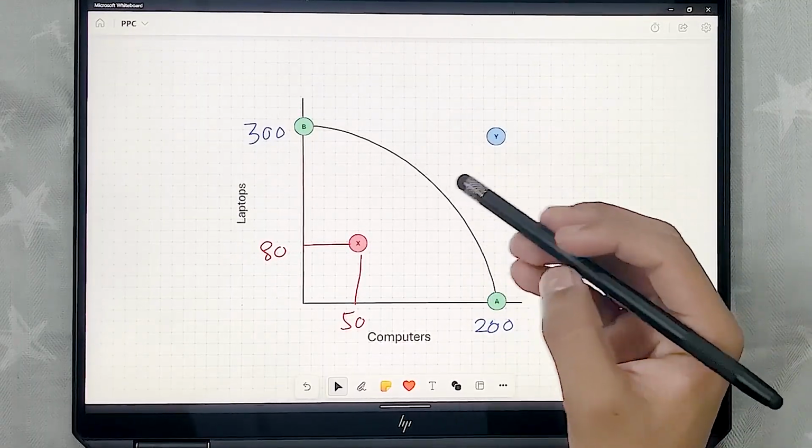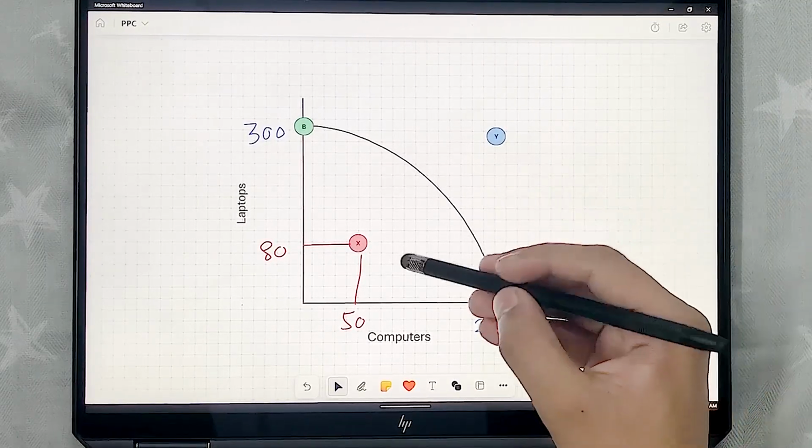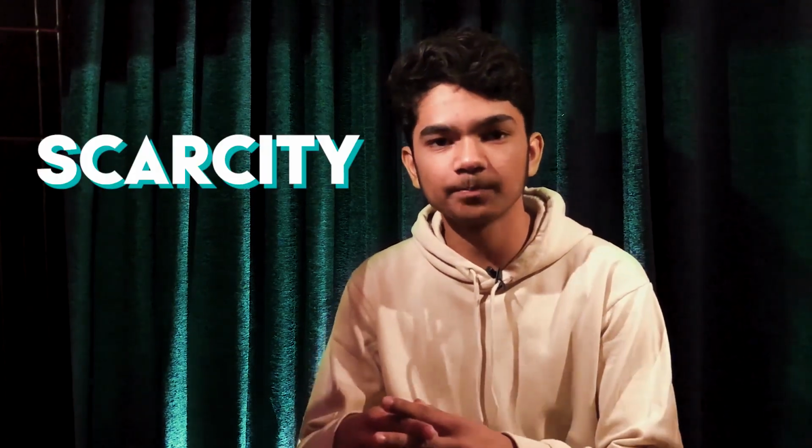But friends, have you ever considered what would happen if a company wants to operate at point Y, which is above its PPC? As we all know, the PPC represents the maximum possible combinations of both computers and laptops that the firm can produce using all of its resources efficiently. Therefore, producing at point Y or any other point above its PPC is simply impossible. This limitation demonstrates the economic concept of scarcity. The graph tells us that due to limited resources, we cannot produce beyond the curve.